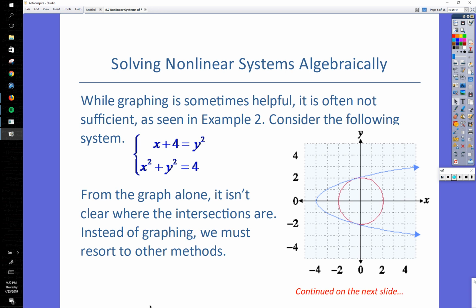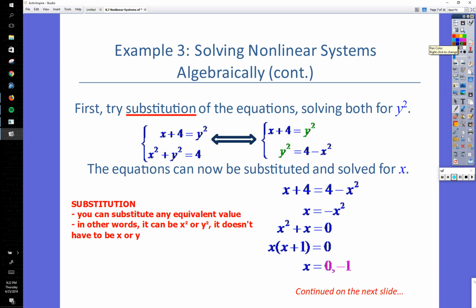So if you notice here, I gave you a parabola. We're saying one like this, a parabola on its side, and then a circle. So if we go back to this one, what we have is this red and blue parabola and red circle. The graph alone really isn't clear where the intersections are. Instead of graphing, we must resort to other methods. And so in something like this one, where I can't tell where those are crossing, is it once, is it twice in each of them, do I get 4 solutions, do I get 2 solutions? It's really tough to tell. So that's sort of the error the graph has for us, that human error. So what we want to do is resort to more of an algebraic approach. So what we're going to end up using is substitution, and you can see there.